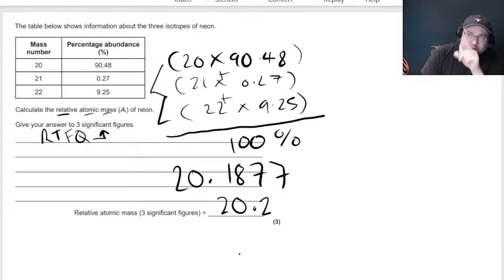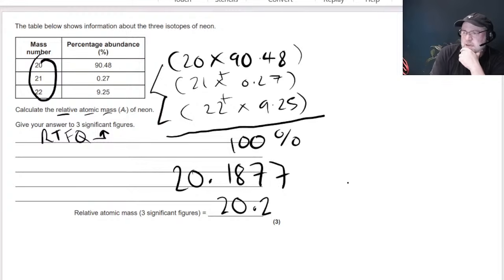So, if we look over here, when you're doing this, what you want to do is make sure you do the mental maths and say, right, 90 times, there's more 20s, so it should be closer to 20. So you smash that all in, and then you're like, yeah, my answer is quite close to 20, so that sounds about right. Now, the other thing is, watch out if they're sneaky. You always times the mass number by the percentage abundance. So make sure you do this.